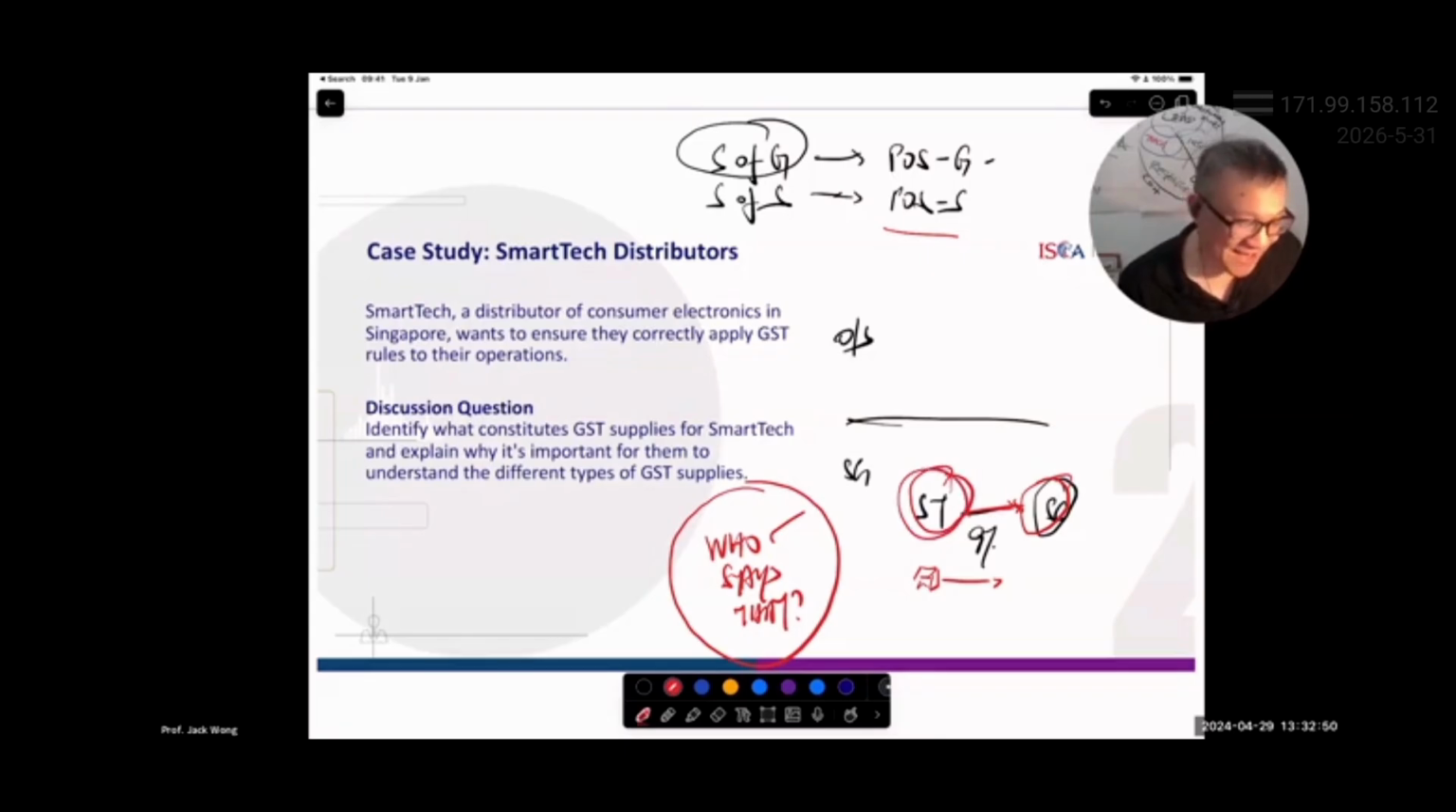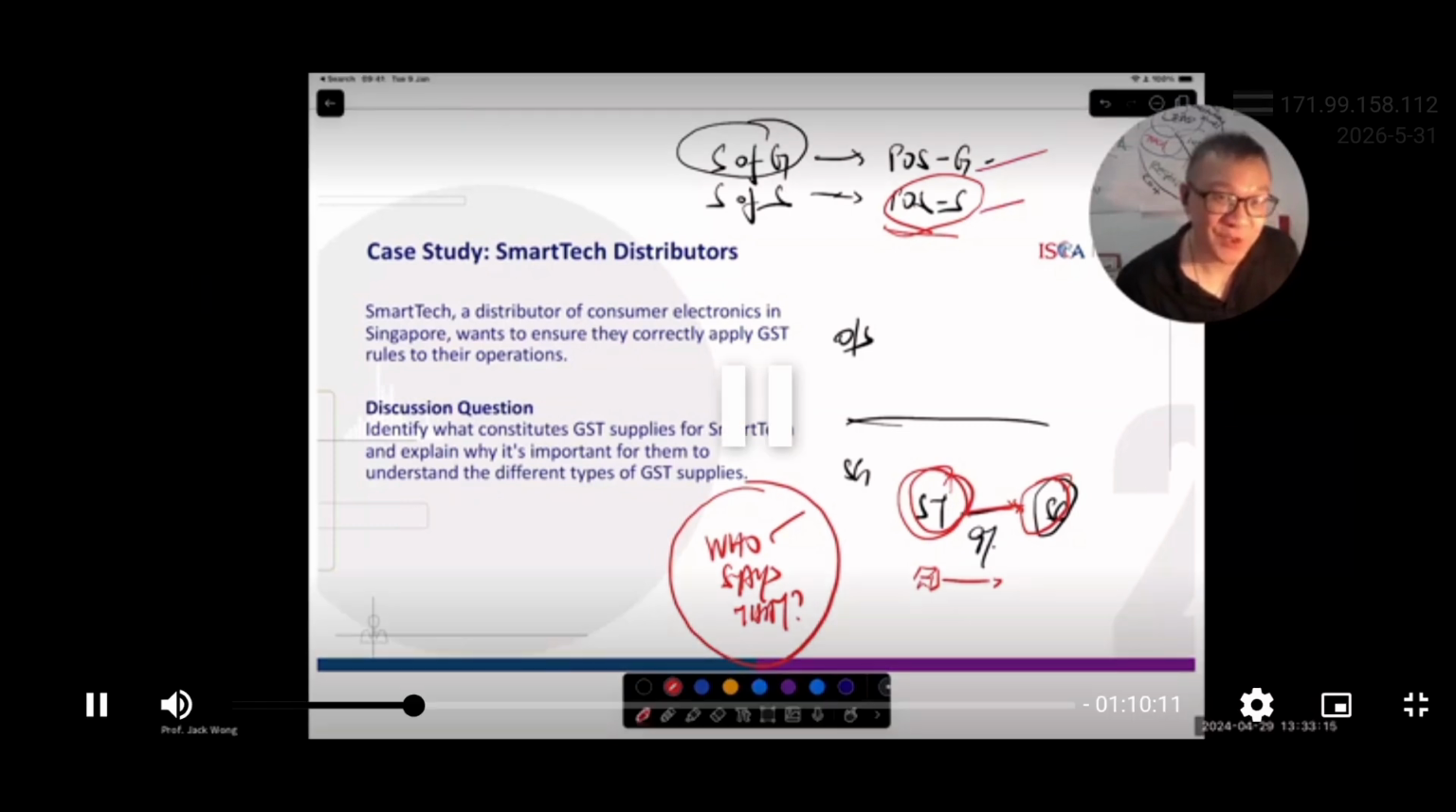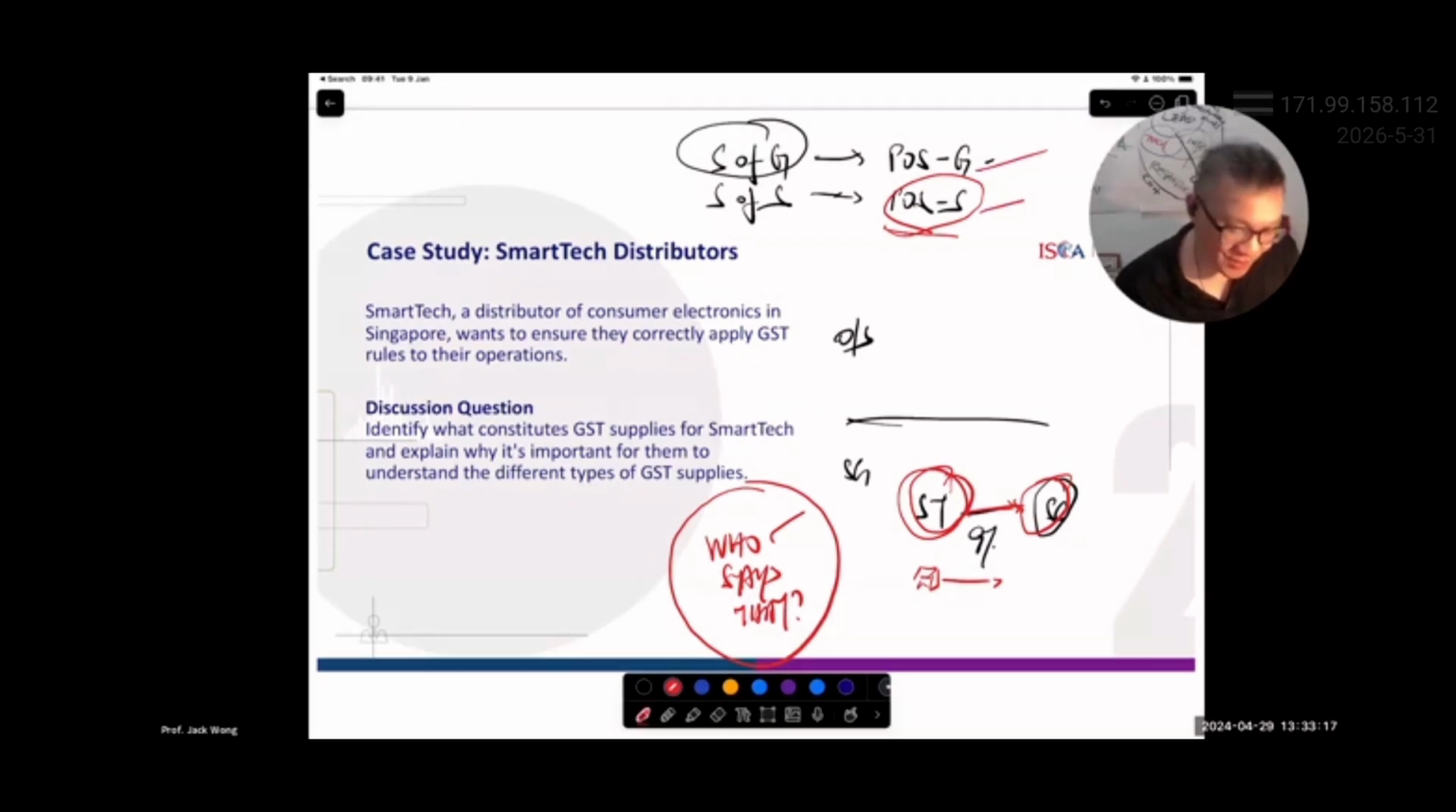It is because Smart Tech distributor, Smart Tech is actually a person that belongs in Singapore. This is how the place of supply rule works. It's nothing to do with whether services are rendered in Singapore. It's because Smart Tech is belonging in Singapore. Okay? So when you study the materials, pay attention to how the place of supply rules work for goods and services. And then you want to know that, hey, in this case, it is 9%.